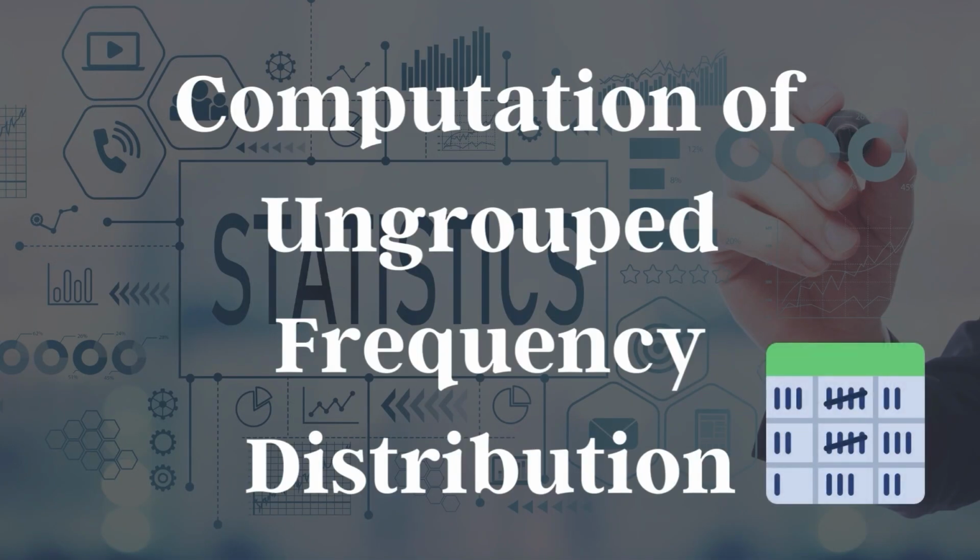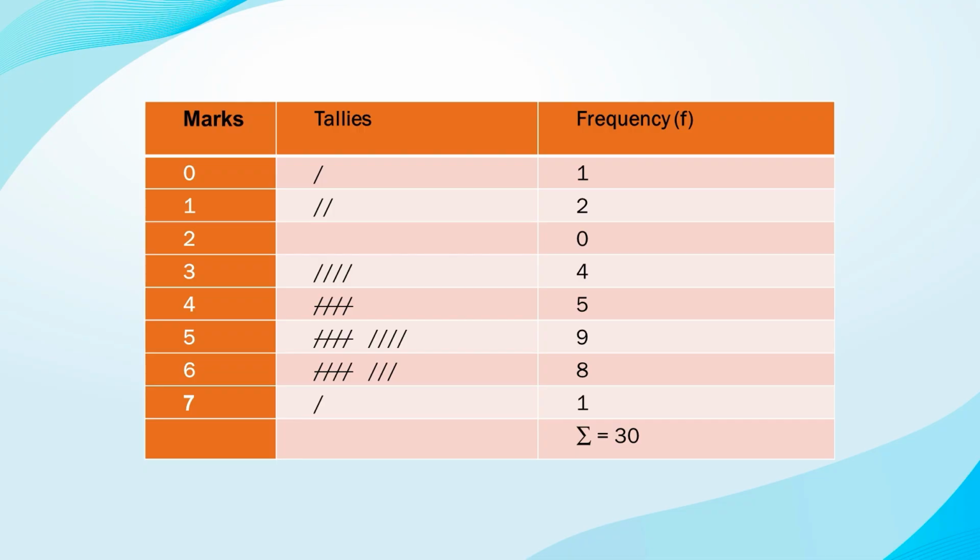We also have the computation of ungrouped frequency distribution. We tend to compute the ungrouped frequency distribution with the help of tallies. Tallies are, for example, where we make a strike like this, a slant, to count the number of frequencies. So, for example, 0 marks.